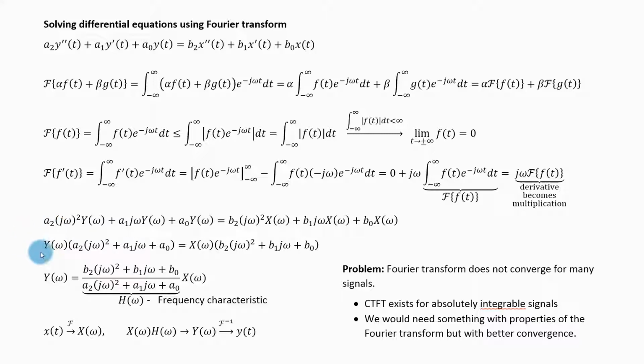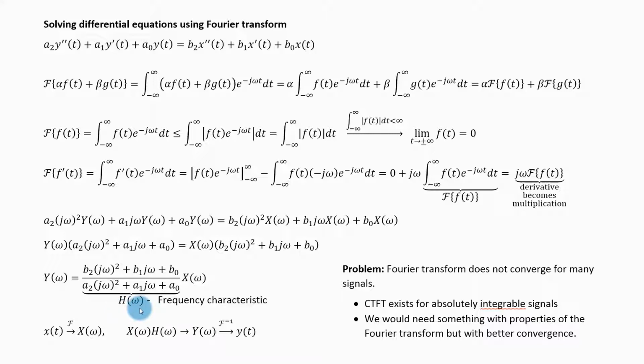This is what I can do. On the left-hand side, I can extract Y of omega, and on the right-hand side, I can extract X of omega. Now I can divide by this polynomial, and I get this. This expression says that the spectrum of the output signal will be the spectrum of the input signal multiplied by this function. And by now, I hope you all remember what is the name of the function that we need to multiply the input spectrum with to get the output spectrum. This function we call the frequency characteristic, and we denote it as uppercase H of omega.